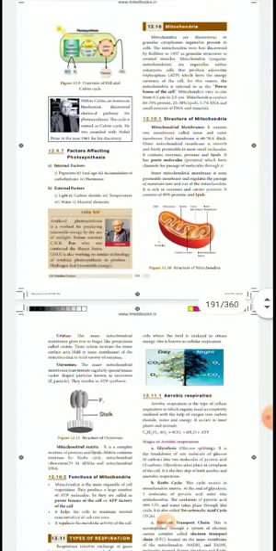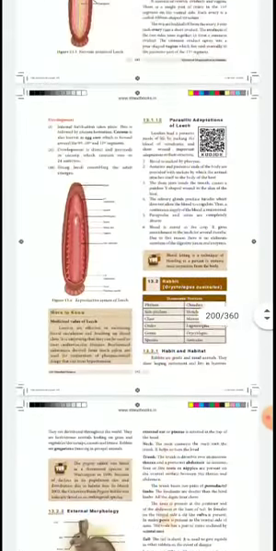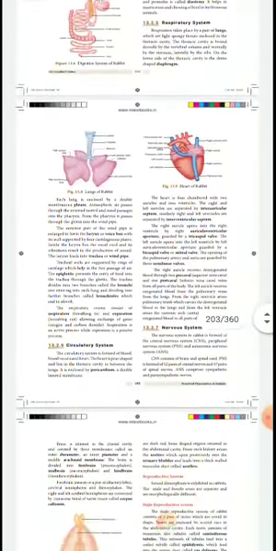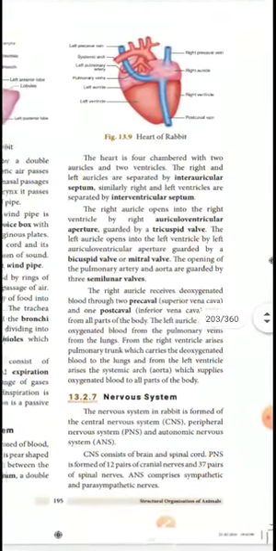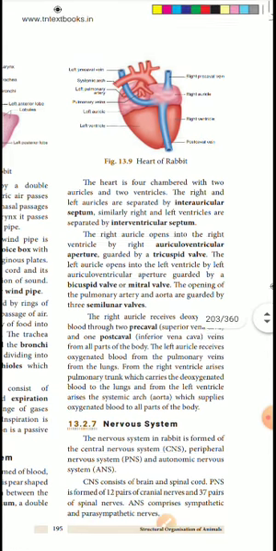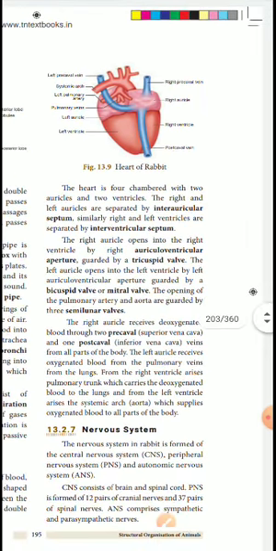In the structural organization of animals, first we studied the leech and second we are reading the rabbit. Okay, the heart is four chambered with two auricles and two ventricles. See, this is the four chambered heart, not our heart. This is a rabbit heart. So the interauricular septum is there, and the interventricular septum is there.